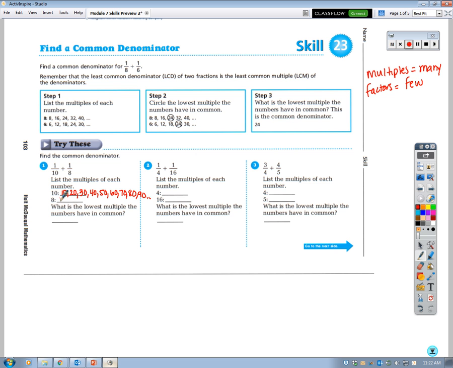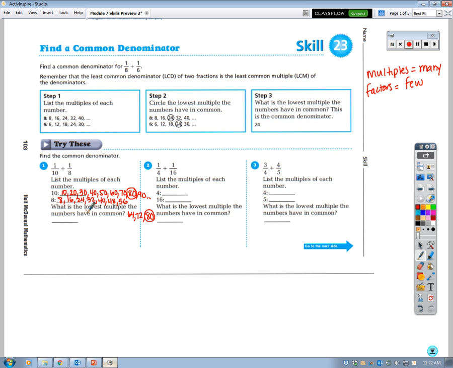List the multiples of 8: 8, 16, 24, 32, 40, 48, 56, I'm going to continue them down here, 64, 72, and 80. And I can see that this is the first number that they have in common. This is the lowest number they have in common. So this is the LCD.